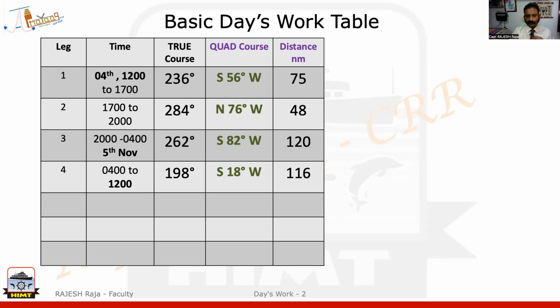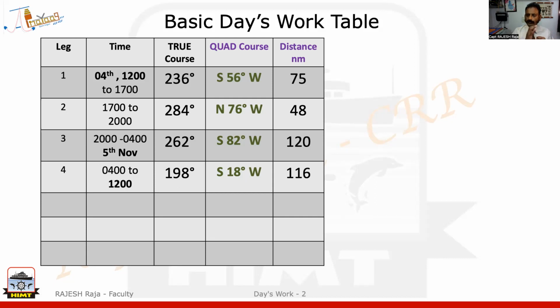I have calculated a column called quad course, which is your quadrantal course. This is what I need for my day's work. We have already done how to do quad course, so I'm not going to repeat that. You can go back to the other videos where I've done quad course. Now the 360 notation of true course, I'm converting into quadrantal. Very clearly I've written south 56 west, north 76 west, south 82 west, and south 18 degrees west.